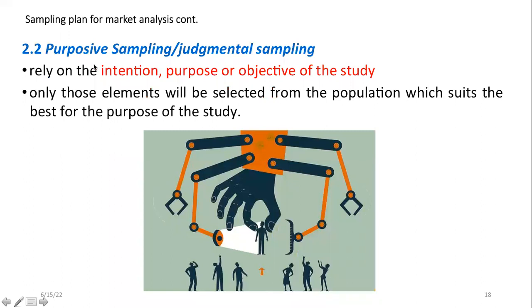The second one is purposive sampling, which we call judgmental sampling. Here what we are conducting is, we are going to determine what is the relevant sample for us.